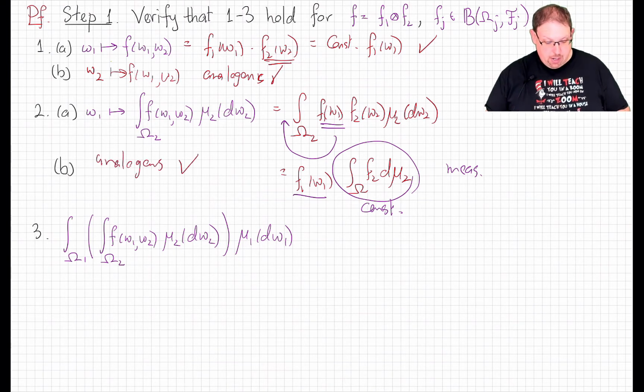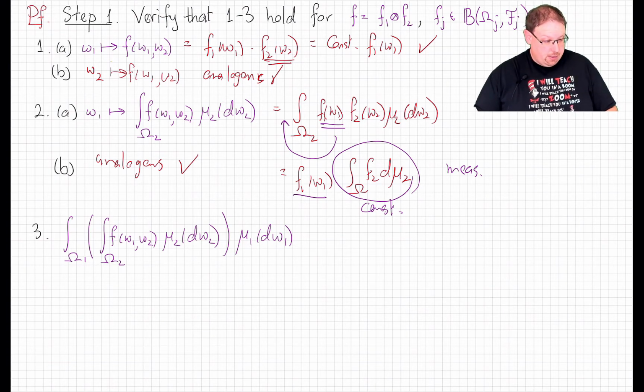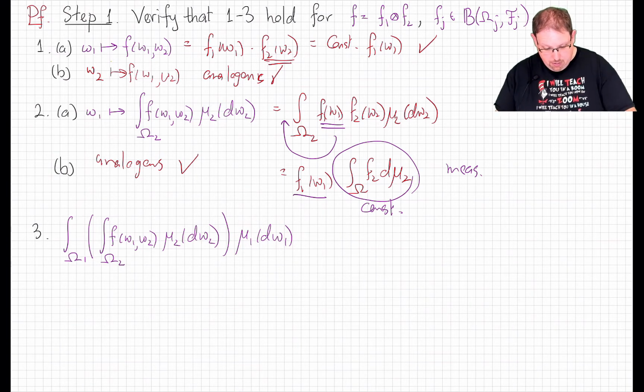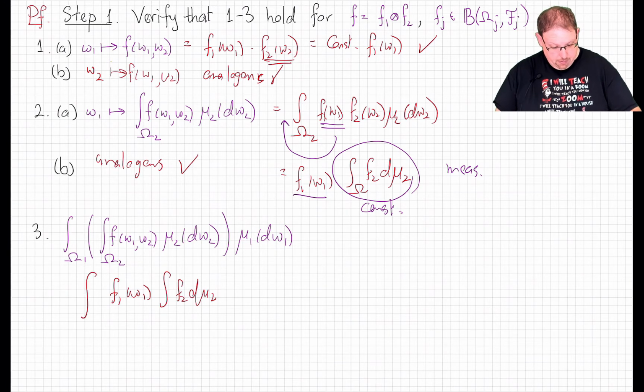Okay, so now what about the iterated integrals? So in this case, let's do the integral with respect to mu2 on the inside and then mu1 on the outside. This makes sense at least because we've verified that the inside function, the integral with respect to mu2, leaving omega 1 as a free variable, that function is measurable and non-negative, therefore can be integrated. Well, so inside here, this is just as we computed over here, f1 of omega 1 times the integral of f2 d mu2. So we're integrating that.